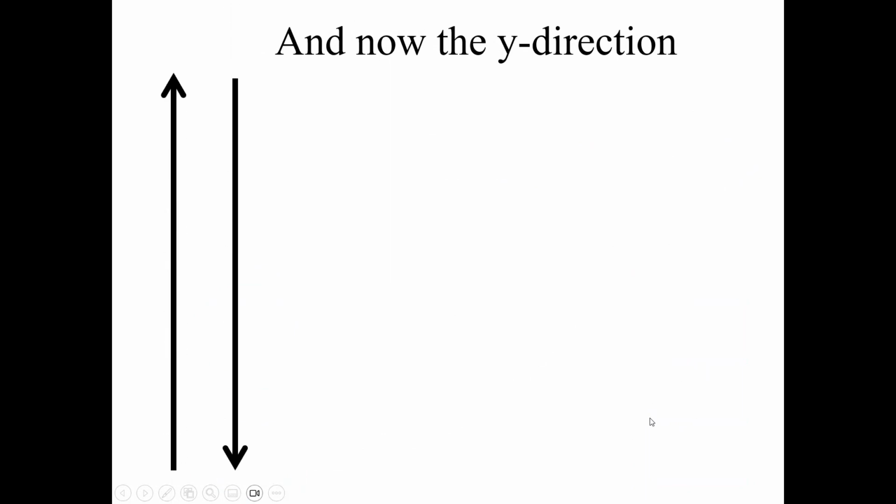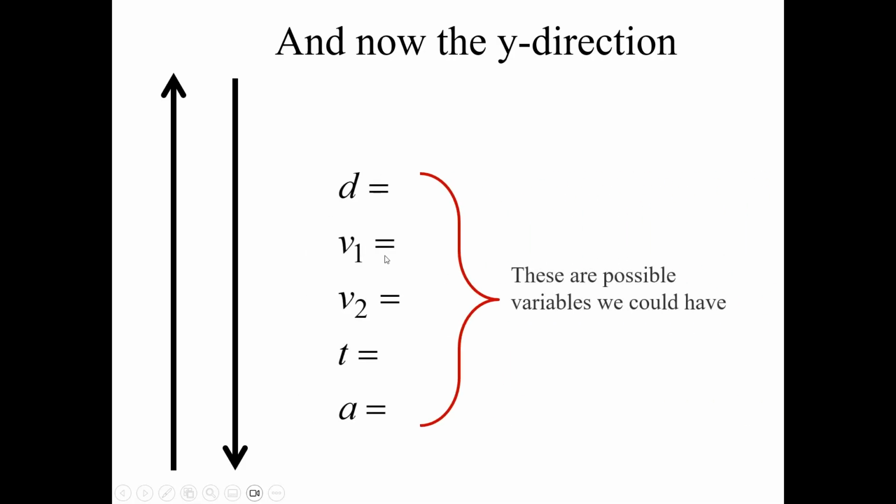In the y direction, however, we could have all 5 of these variables at play. We could have a distance in y. We could have an initial velocity in y. We could have a final velocity in y. We could have a time and an acceleration.